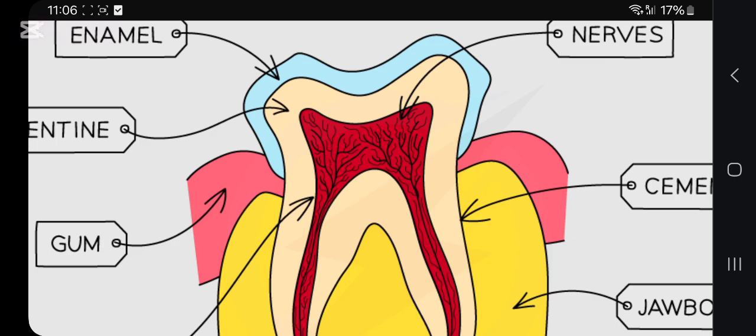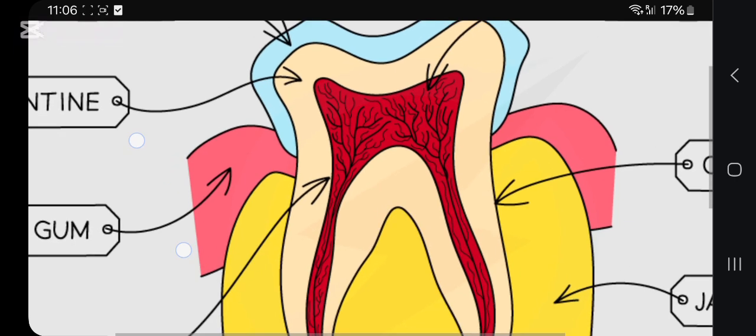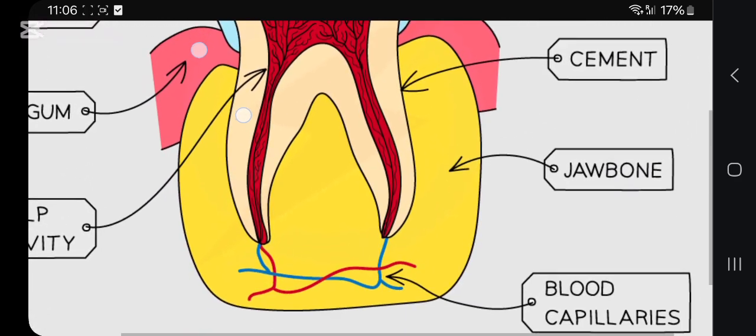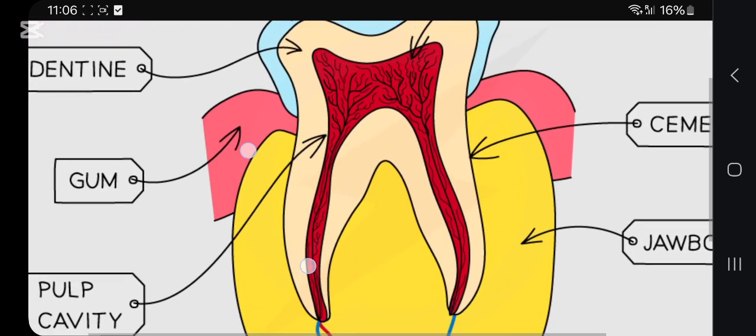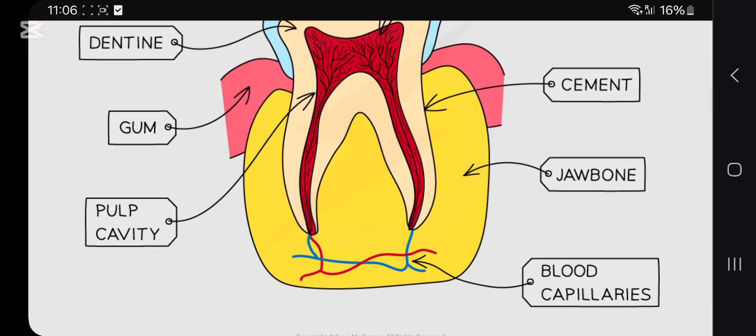Okay, then talking about the middle of the tooth, that is the nerves and the blood capillaries. Basically, what they do is they supply the cytoplasm in the dentine. We discussed dentine has cytoplasm, so the blood vessels supply it with the nutrients and the oxygen. All right, so yeah, this is all about the teeth. Make sure you know the labeling.